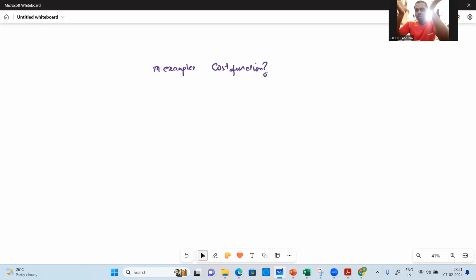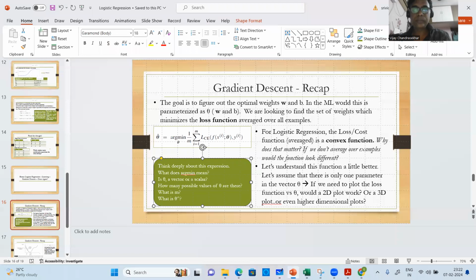I'm not averaging. I have m examples, so I have 1, 2, 3, 4, all the way up to m examples, correct? And I'm not averaging. So if you look at this expression, this is averaging it, correct? Keeps oscillating.